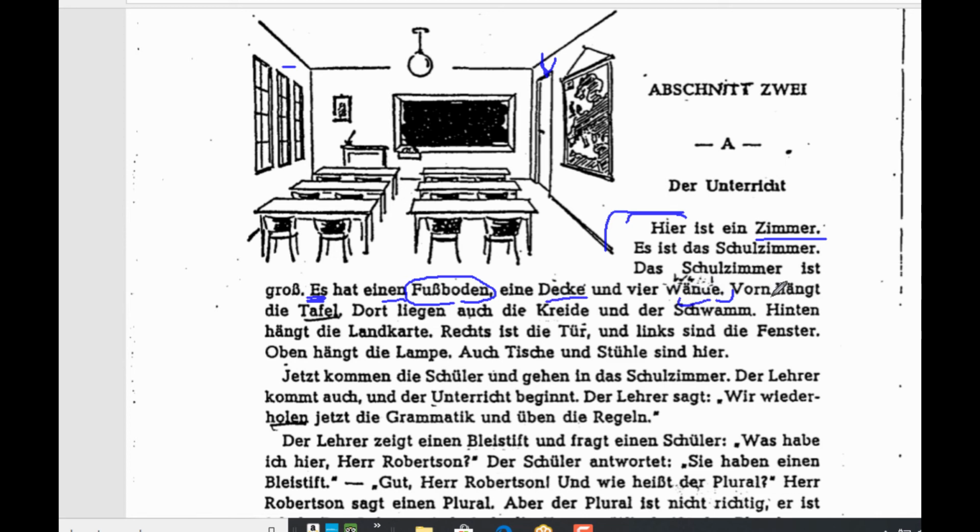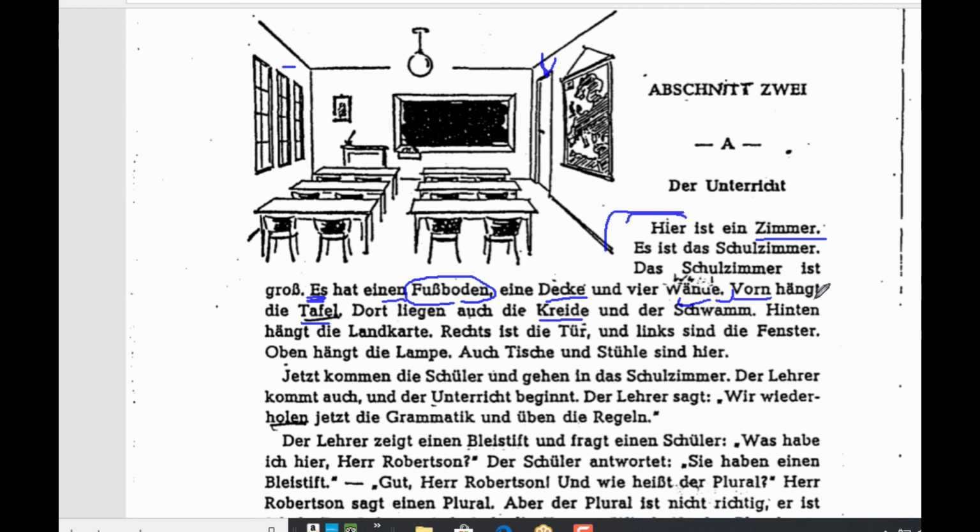Good. Vorn means in the front. Hängt die Tafel. Dort liegen auch die Kreide und der Schwamm. So how would you do that? So in the front hangs the board, or is it? You could say blackboard. Yeah, I believe it's there lies, and this is plural. There lie also the chalk, also the chalk and the eraser.